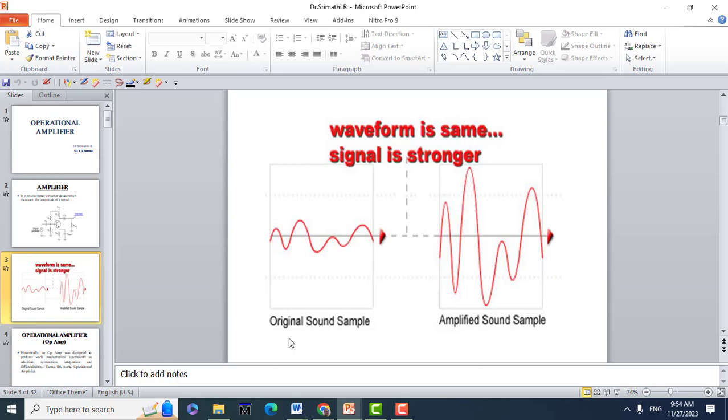If you see, both the waveforms are same. So if I'm measuring a sound waveform, it is being measured and the amplitude is weak. So what I'm going to do is give this signal to the amplifier circuit and I'll be getting this signal. If you see the shape of the signal, this is being same, only the amplitude is increased. So now this is the amplified sound sample. This can be done with the help of an amplifier circuit.